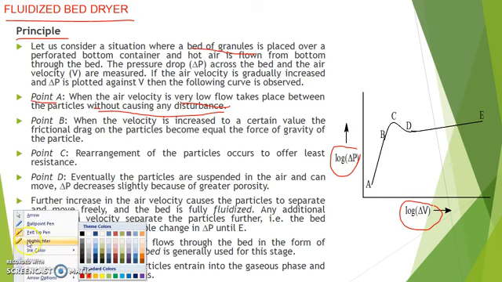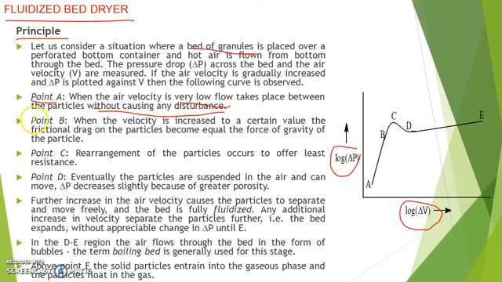At point B, when the velocity is increased to a certain value, the frictional drag on the particles becomes equal to the force of gravity of the particles. At point C, rearrangement of particles occurs to offer least resistance. At point D, eventually the particles are suspended in the air and can move freely. So delta P decreases slightly because of greater porosity.